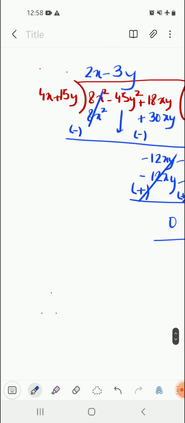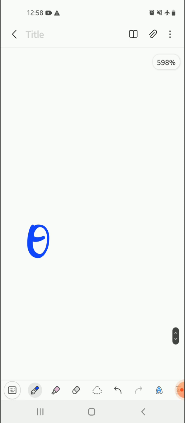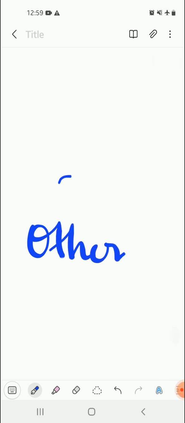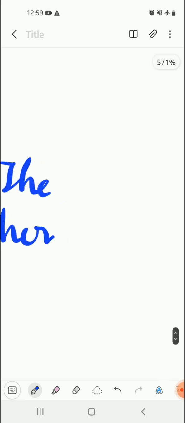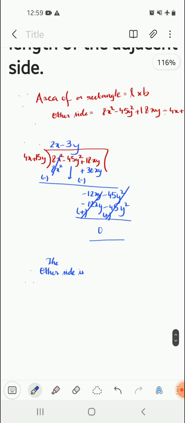Which means therefore the other side will be 2x minus 3y. So we're going to write the other side is 2x minus 3y.